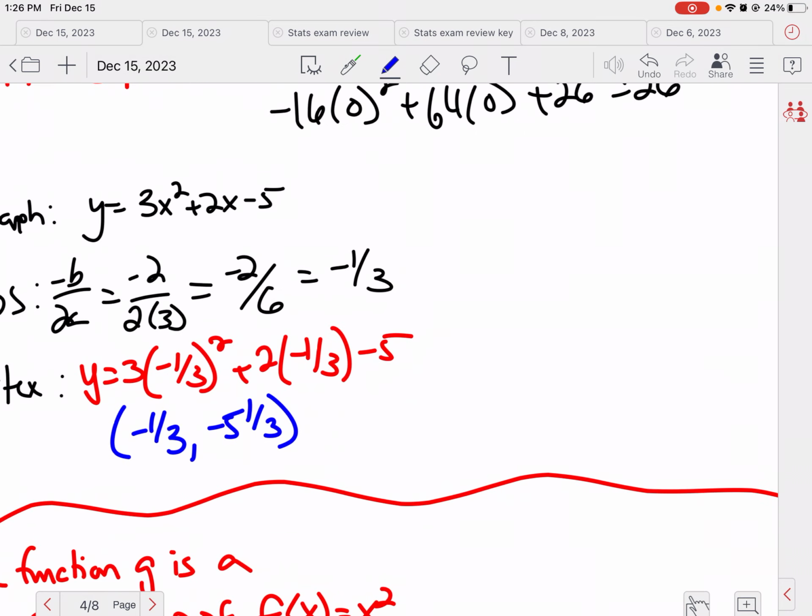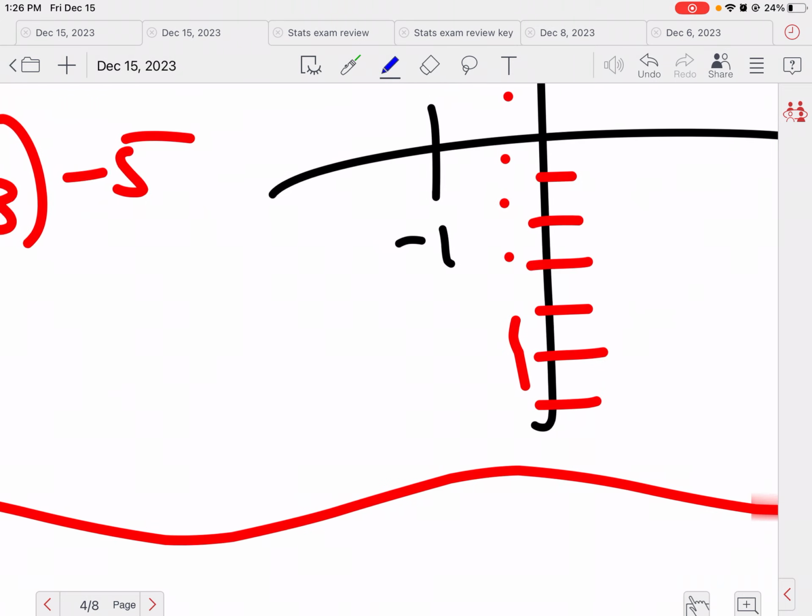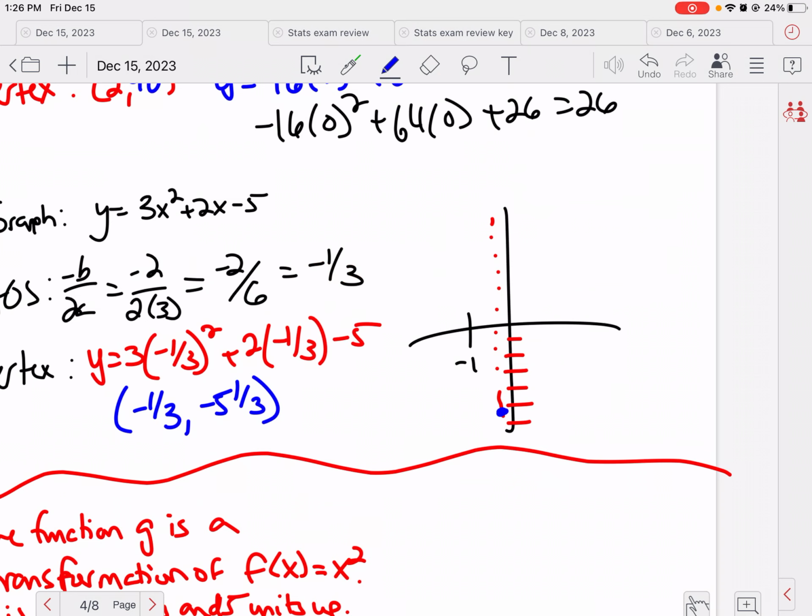Again, if I was looking for the max value, that would just be my negative 5 1/3, which would actually be a minimum since the graph is pointing upward. If I had to graph this, so this is my negative 1, so negative 1/3 is about there. I'm going down to negative 5. There's a 1, 2, 3, 4, 5, 6. So approximately right there.